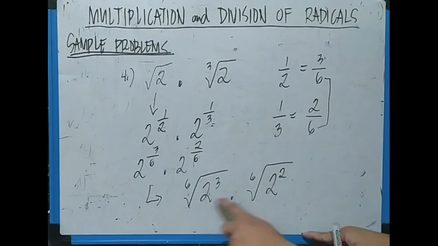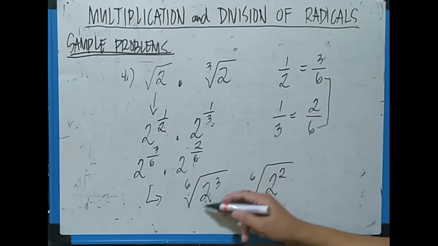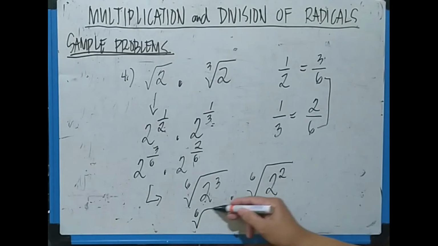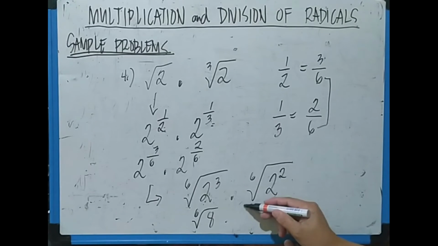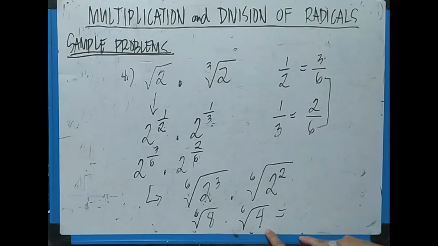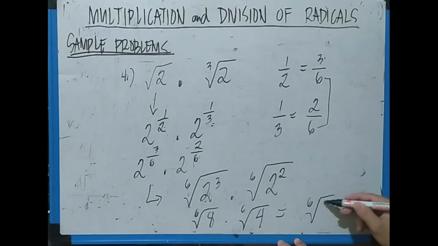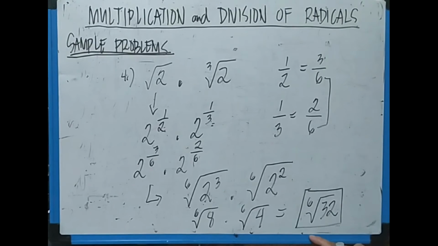If you want to simplify this, no problem. 2 cubed is 8, so we have the 6th root of 8 times the 6th root of 4, since 2 squared is 4. Now we can multiply them: 8 times 4 is 32. So we have the 6th root of 32. Okay, so this will be your final answer.